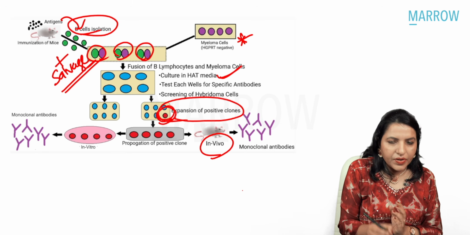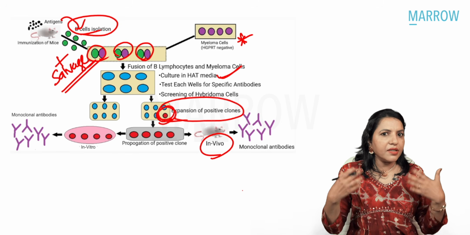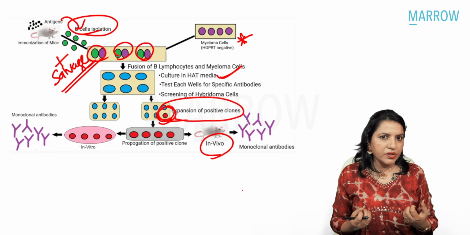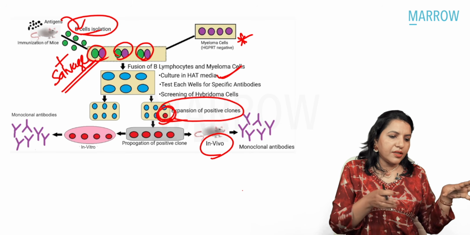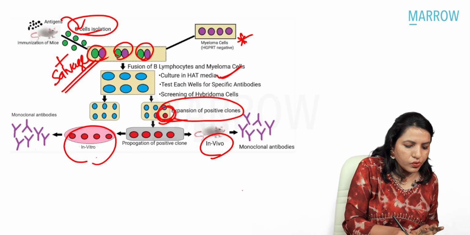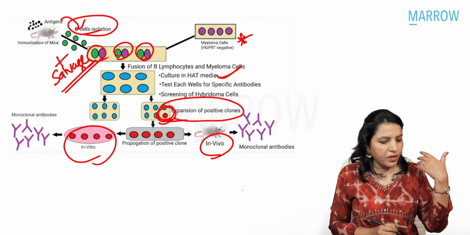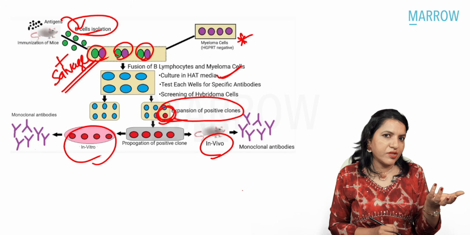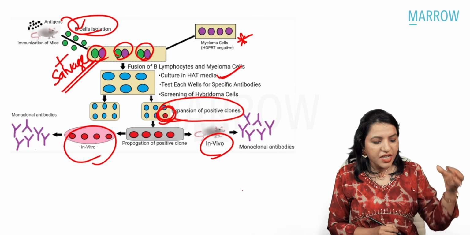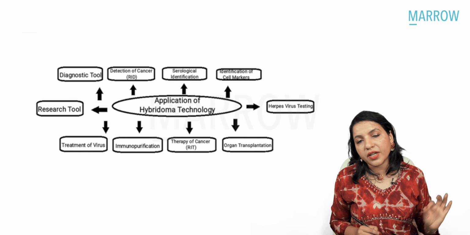In vivo means we are again injecting it into a mouse and it replicates inside the mouse, so that we can harvest this monoclonal antibody again from that poor mouse. Another option is that we can also do this multiplication or cloning of the antibody in vitro, that is outside, inside a test tube or something, where we can clone it. Then also we can produce monoclonal antibody. Ultimately what we are getting is monoclonal antibody.